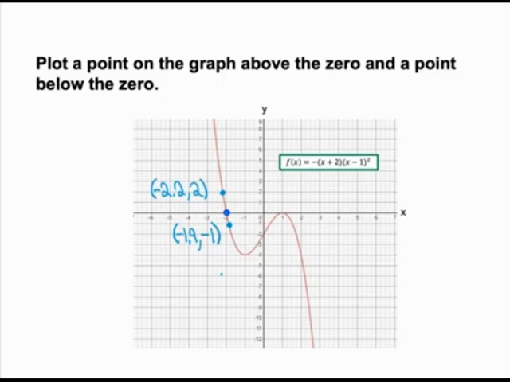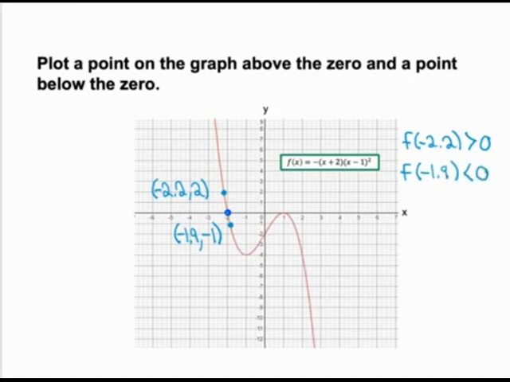So what do you notice about the 2 points? Well, I don't know if you noticed what I wanted you to notice, but what I wanted you to notice was that the y values go from positive to negative as we move across x values. Or in other words, f of negative 2.2 is greater than 0, and f of negative 1.9 is less than 0.